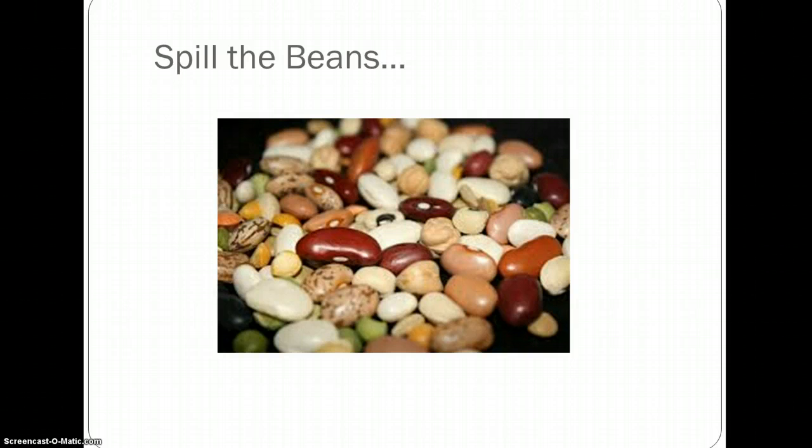It's time to spill the beans. What it all comes down to is quantitative researchers count the beans. Qualitative researchers provide information as to which beans are worth counting.